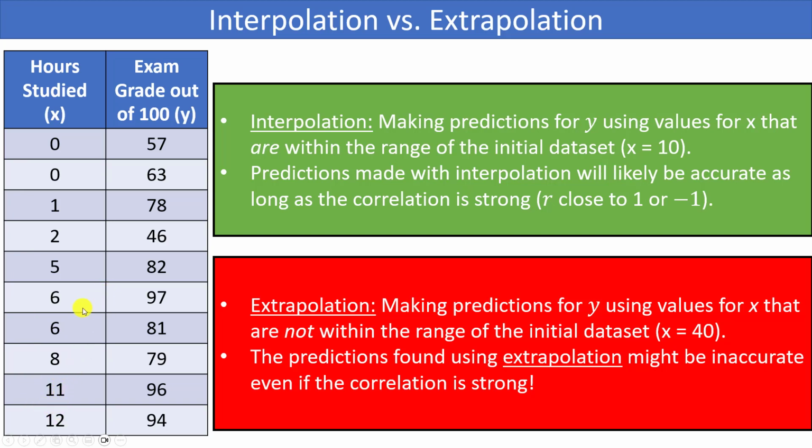Okay, so interpolation is plugging in anything within the range that you used to build the model. So basically anything from 0 to 12. Usually those predictions are going to be okay as long as you have a good correlation. Extrapolation, on the other hand, especially if it's very outside of the range of your initial values, is going to be inaccurate even if your correlation is strong, or might be inaccurate.